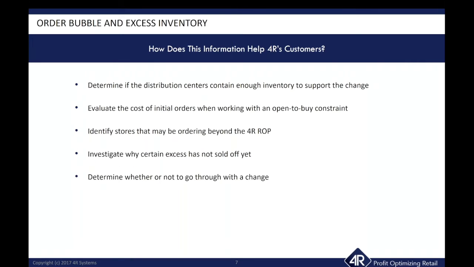How does this information help our customers? Listed below are several ways our customers use this information. They use this information, especially the order bubble, to determine if their distribution centers contain enough inventory to support the change, to evaluate the cost of initial orders when working with an open-to-buy constraint, to identify stores that may be ordering beyond the 4R reorder point and thus aren't complying with the 4R reorder point, to see how much initial excess has been sold off over time, and to determine whether or not to go through with a change if we were doing a what-if analysis.